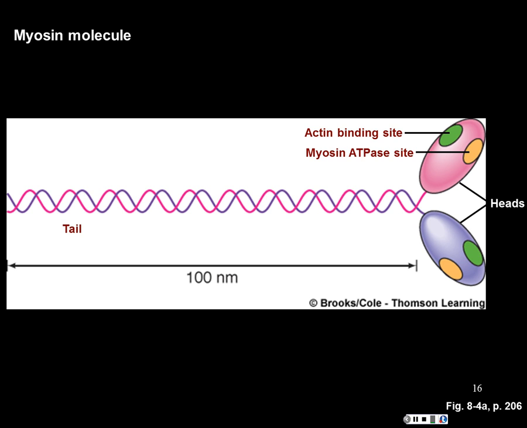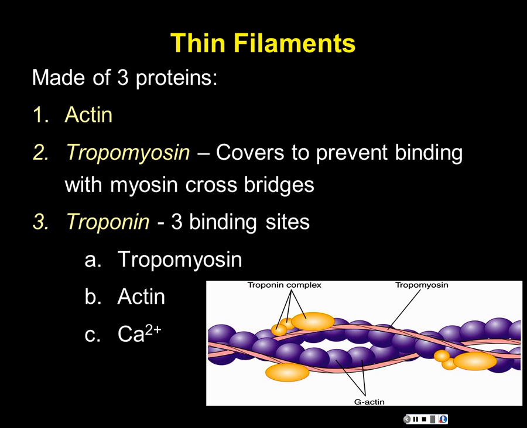Let's review the structure of the thin filament. We learned that the thin filament is not just one protein, not just the contractile protein. It has also 2 regulatory proteins. So actin is certainly there. It's our contractile protein.